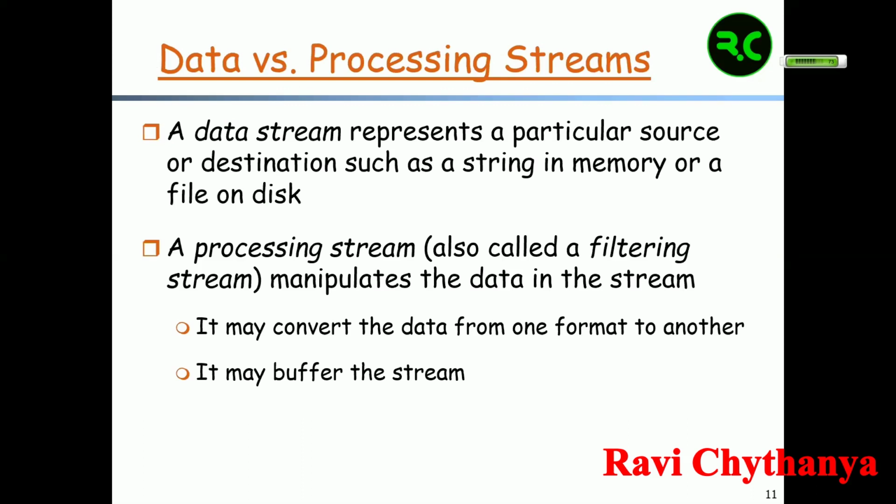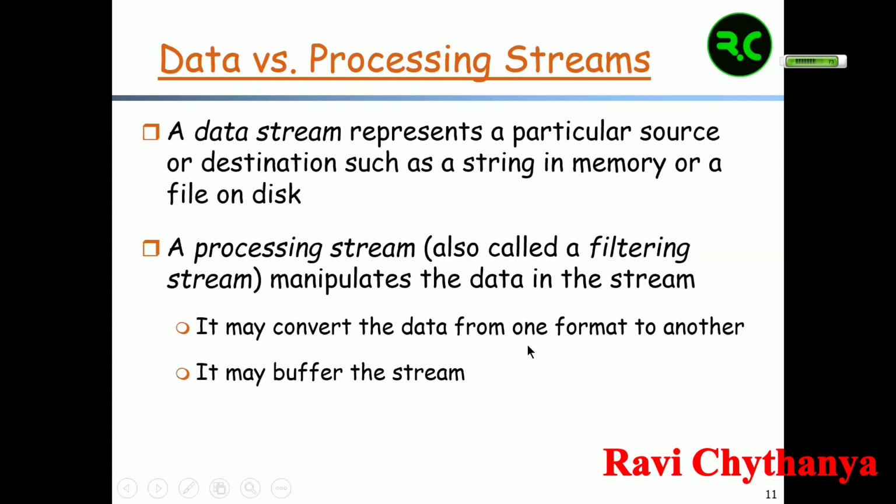All right. And data versus processing streams. A data stream represents a particular source or destination, such as a string in memory or a file on a disk. So it represents a particular source or destination directly. The processing stream, also called a filtering stream, manipulates the data in the stream. It may convert the data from one format to another, or it may buffer the stream directly.